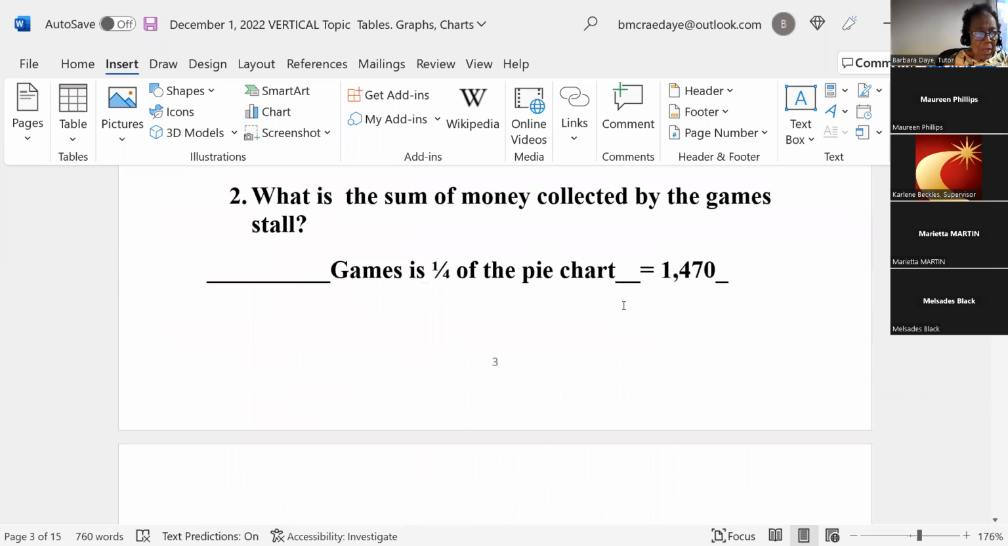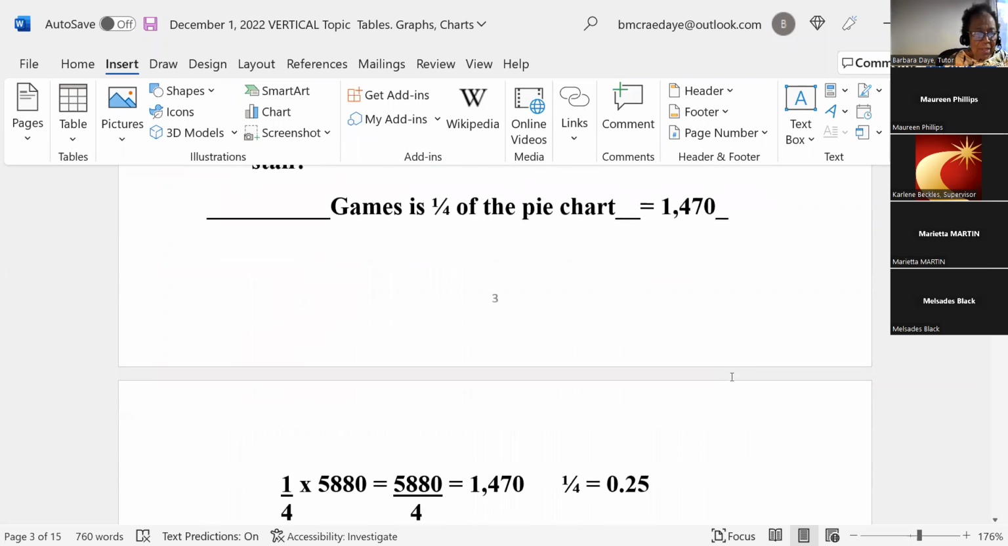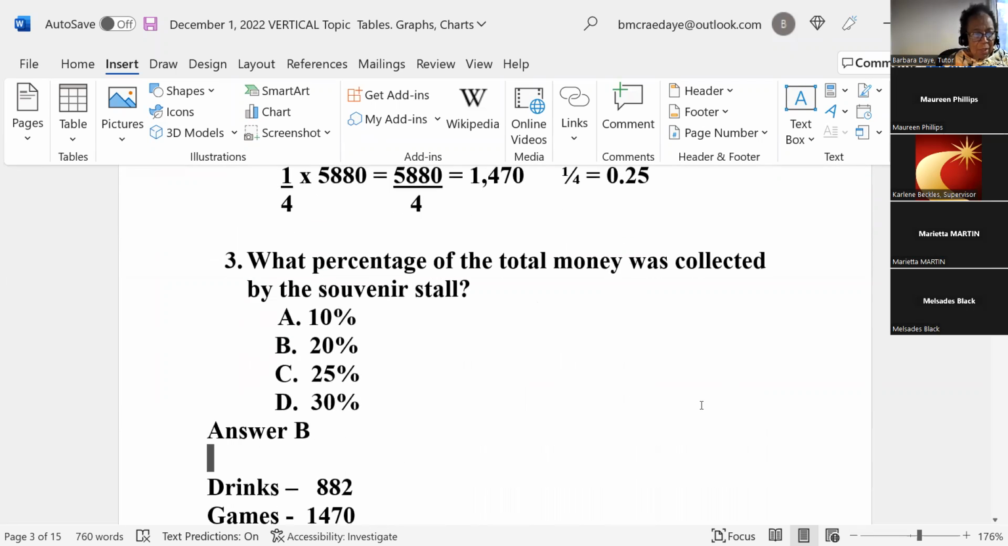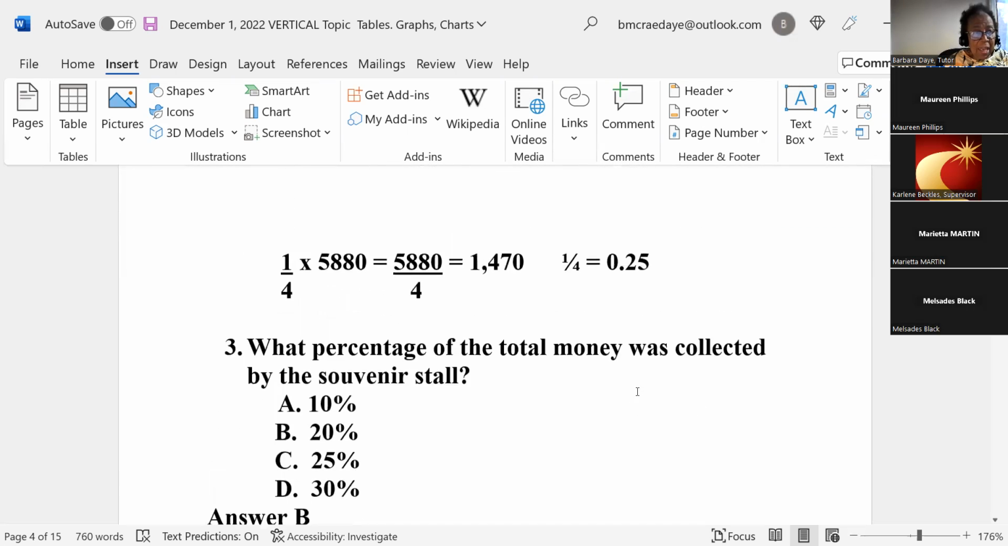So where's the number 2 answer? The number 2 answer was, what is the sum of money collected by the game stall? 1,470, a quarter of the total. Okay. But once you get that, you only have one of those left, right?